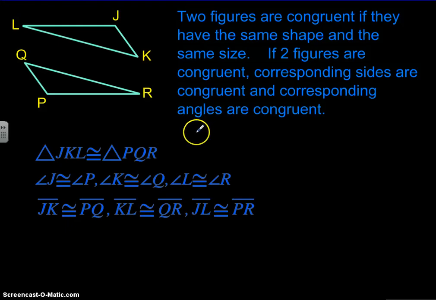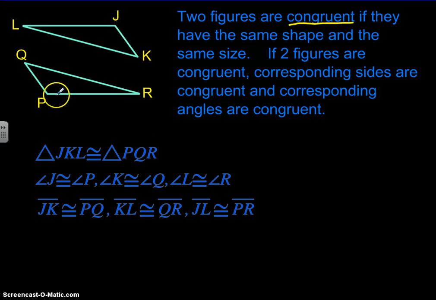Let's look at the next problem. Two figures are congruent. Here's a new word. Well, it's not a new word, but we're introducing it here. They have the same shape and the same size. That means not only do they have the same shape, they've got to have the same size, so everything must be equal. If two figures are congruent, corresponding sides are congruent, and corresponding angles are congruent. So in similar figures, the corresponding angles are always congruent. But in similar shapes, the ratios of the corresponding sides are equal. In this one, the corresponding sides are congruent.